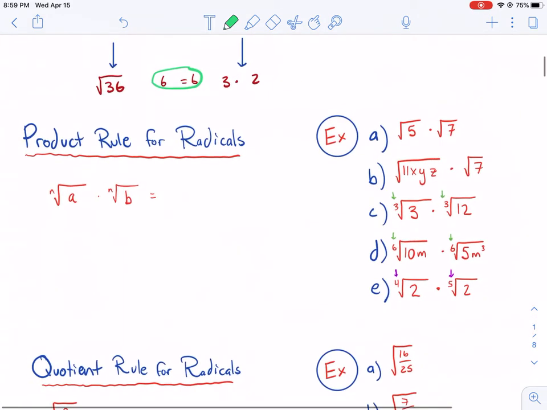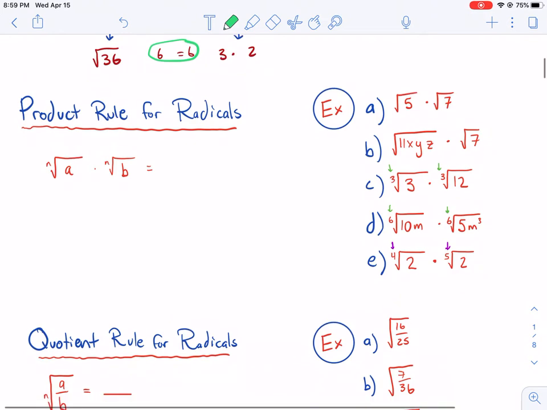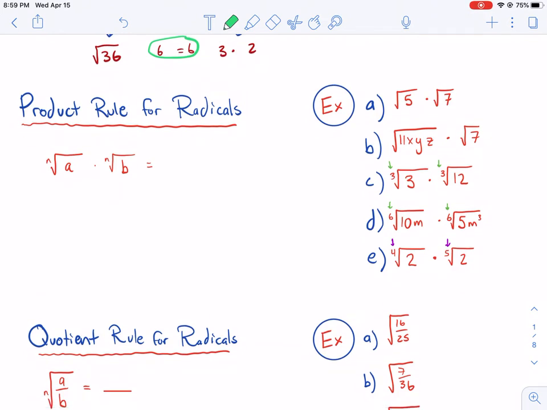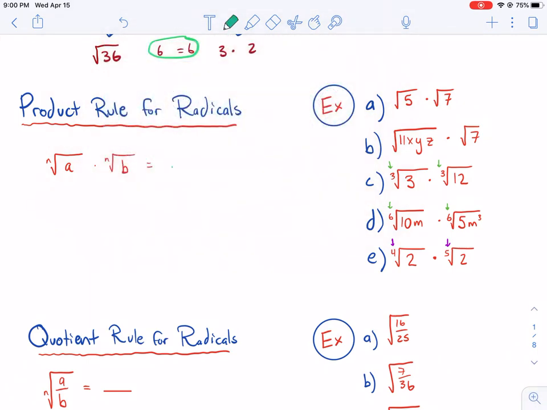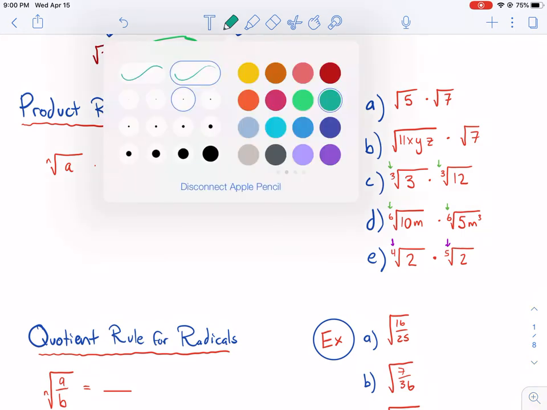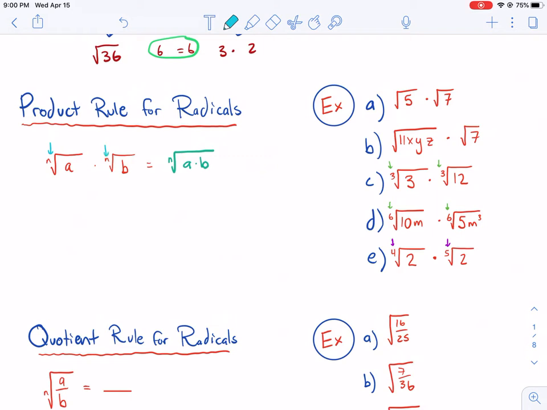So just a quick addition to this, so we can extend it a little bit further. We have the product rule for radicals, and the product rule for radicals states that if we have the nth root of a times the nth root of b, then we can write it as the nth root of a times b. Notice something very important. This is an index, and this is an index. This tells you what kind of root it is. They need to be the same. If they are not the same, then you cannot combine a and b underneath one radical.